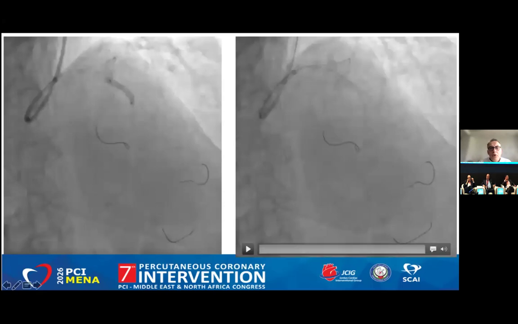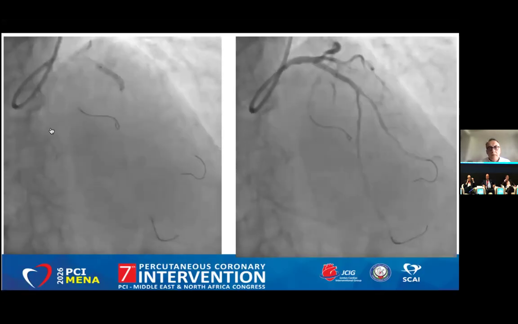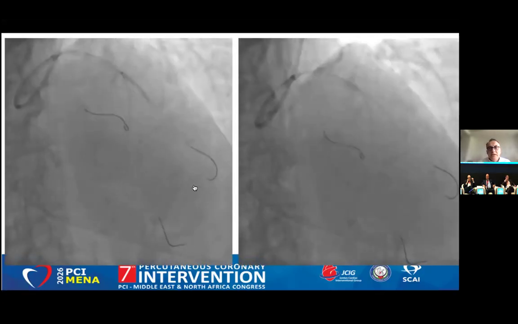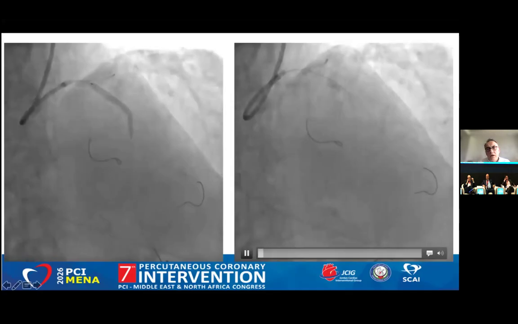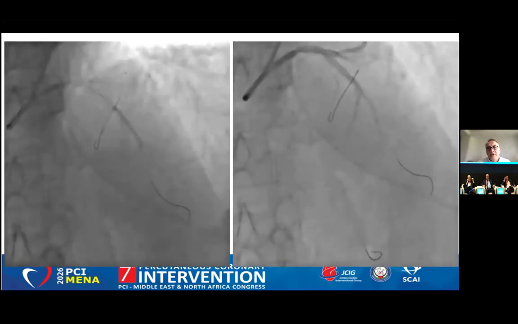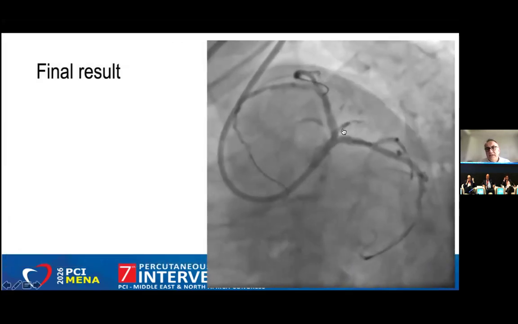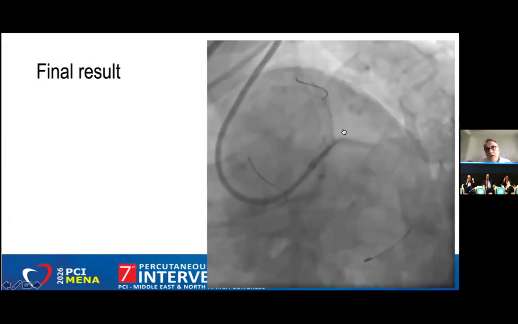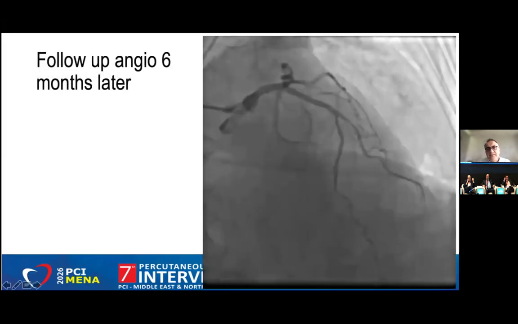And then we work more. And the side branch preparation, because we are happy with the first main branch, and this is DCB. And then after DCB, side branch preparation and DCB, of course. This is the final result. Especially the proximal part looks very good. And after 6 months, we have a great result.